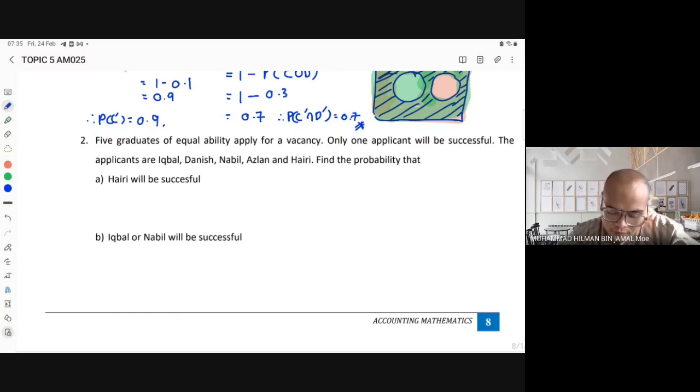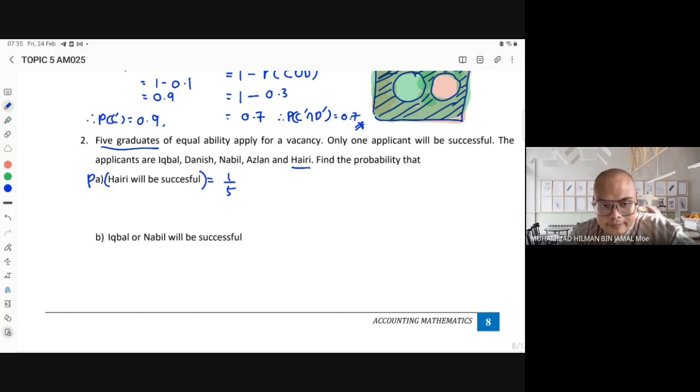Okay, so it becomes easy actually when we have mutually exclusive events, because we don't need to consider the intersection. Okay, so find the probability that Hairi will be successful. So probability of Hairi being successful. Basically we have only 5 graduates. So for one to be successful it is 1/5. So one out of 5 people will succeed.